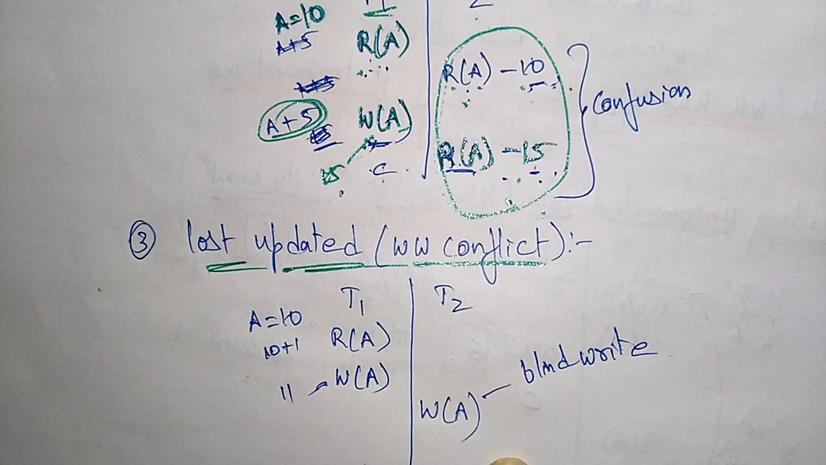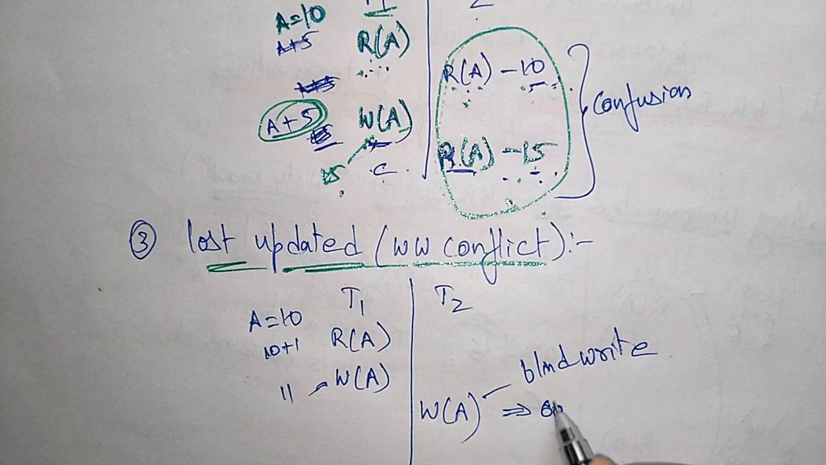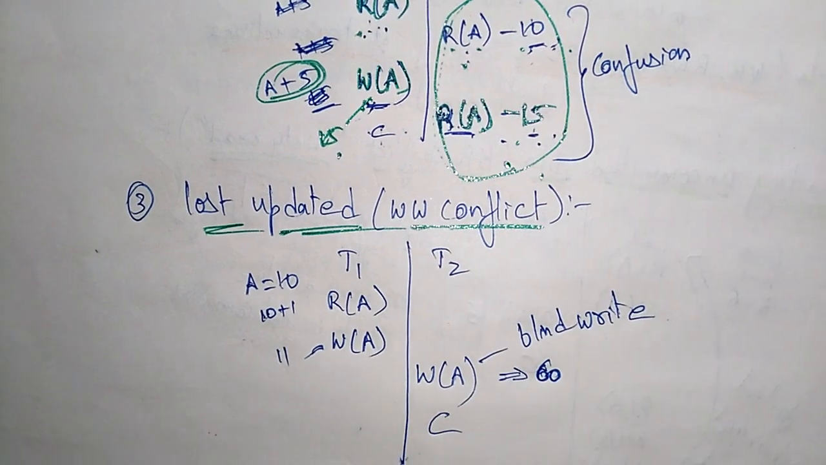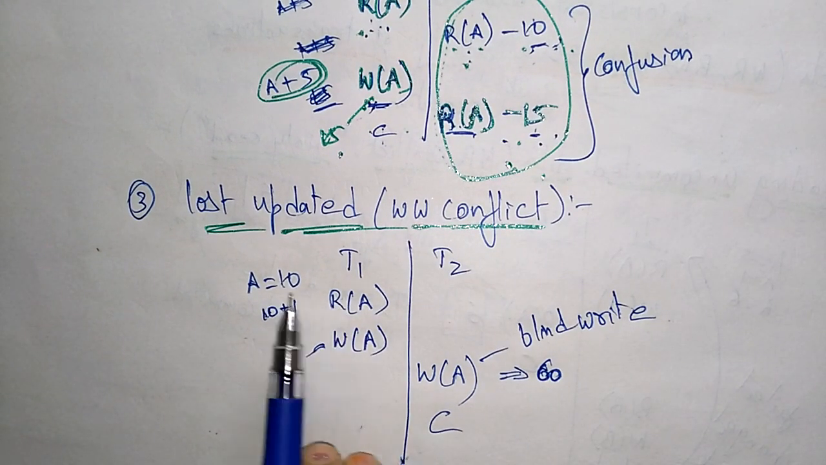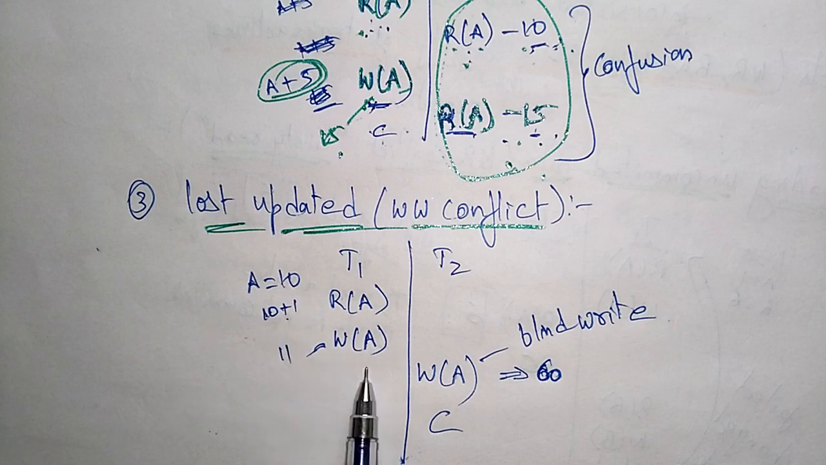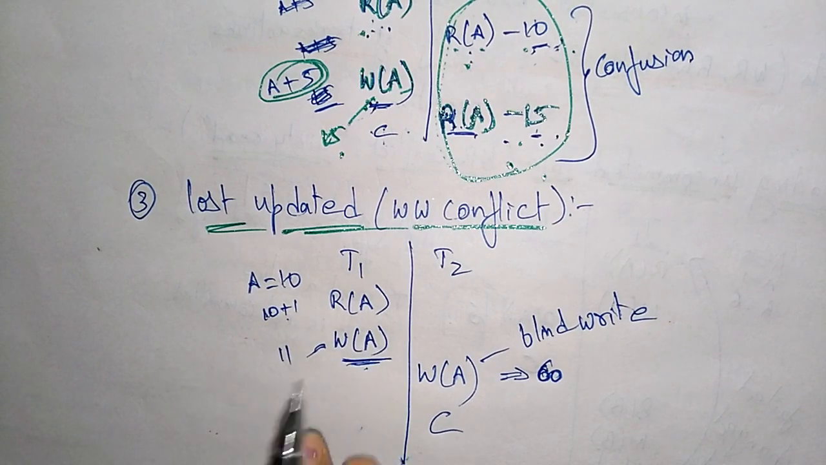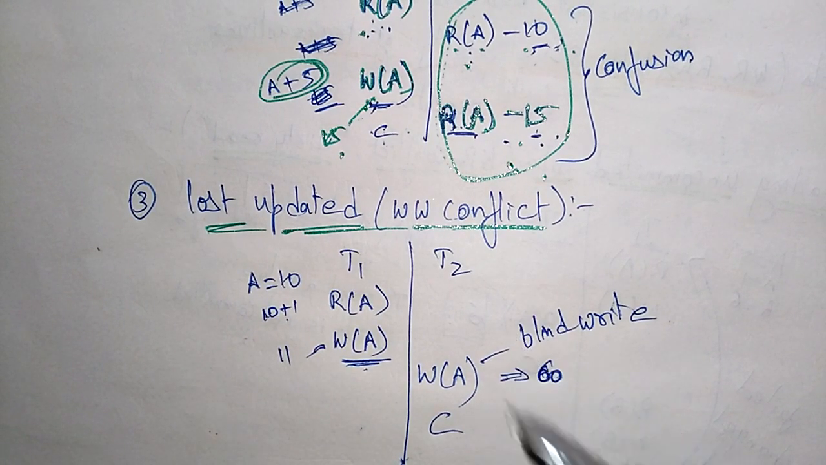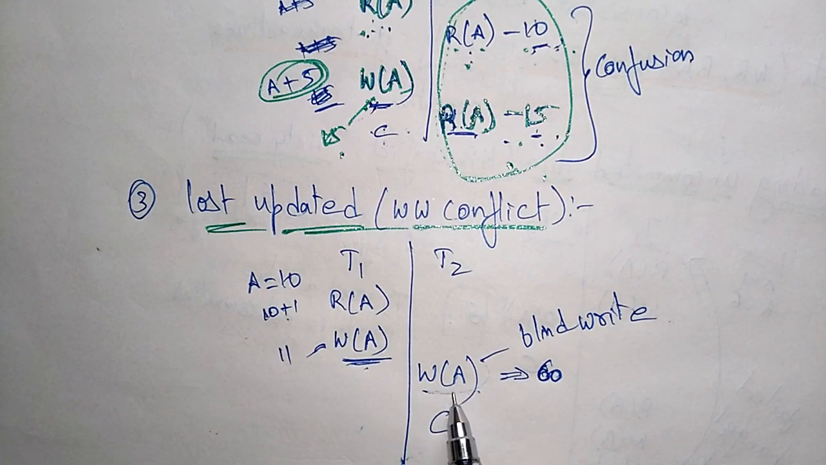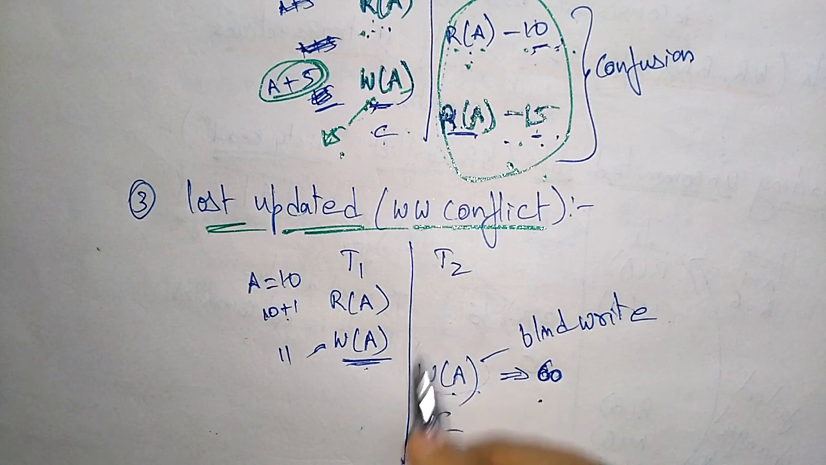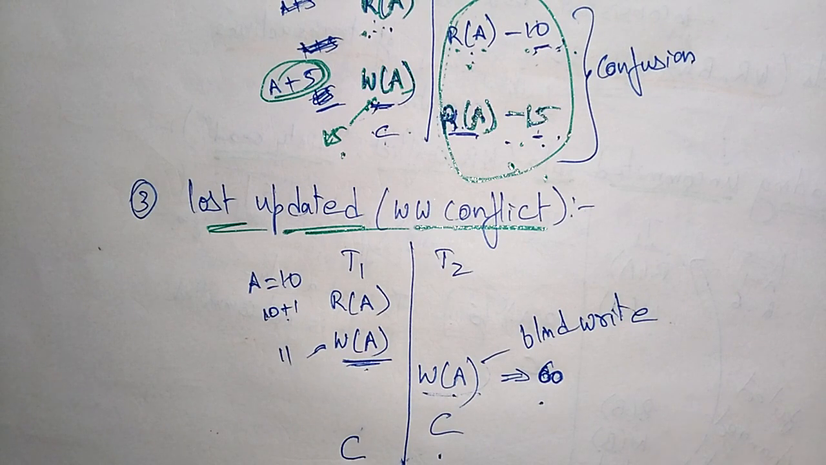It writes that value and makes it 60, and it is committed. Let us think that T1 is reading one value, 10, and it increments it by one and writes A. Now the A is 11. T2 is reading something somewhere and writing, updating that value by making it 60. And it is committed. After that the T1 transaction is also committed.